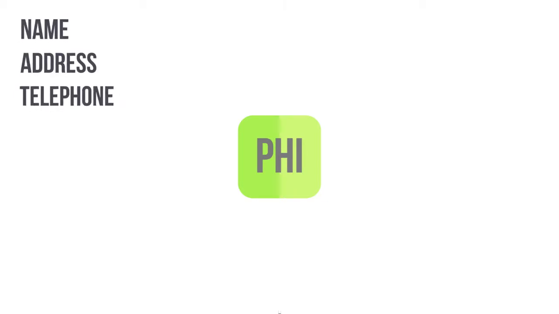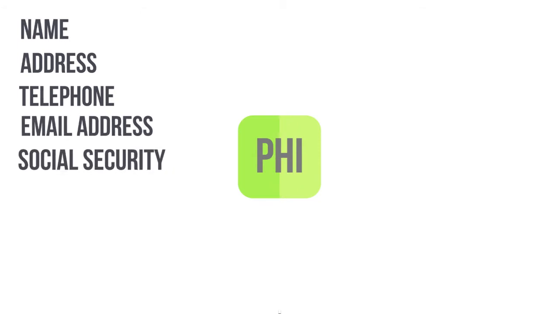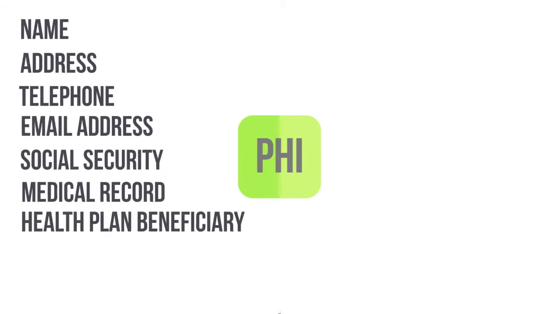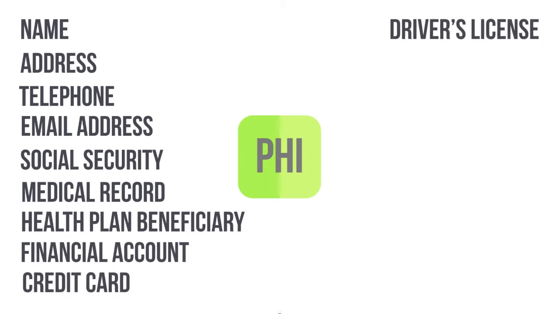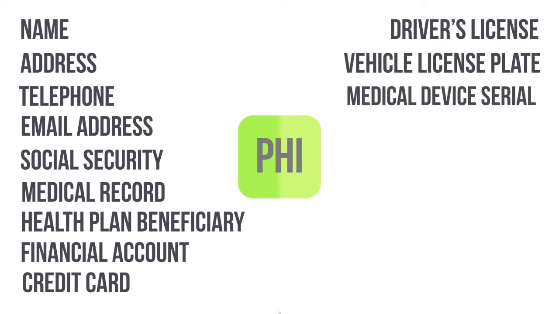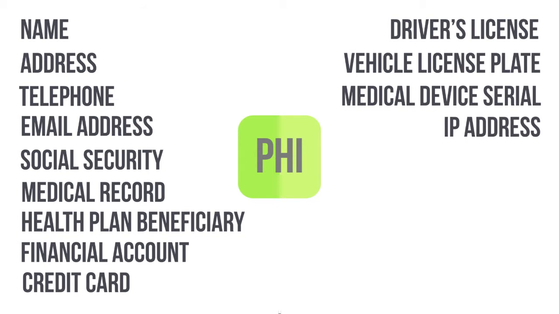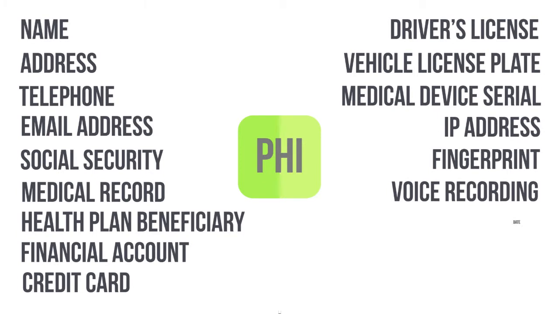discuss some specific examples. So PHI can be found in many different places, but what does it include? PHI can be a name, address, telephone or fax number, email address, social security number, a medical record number, a health plan beneficiary number, a financial account, a credit card number, driver's license number, vehicle license plate number, a medical device serial number, an IP address, any biometric identifiers like fingerprints or voice recordings. PHI can be dates related to an individual like date of birth or date of death. It's also a person's photo or any other unique identifying number, characteristic, or code.